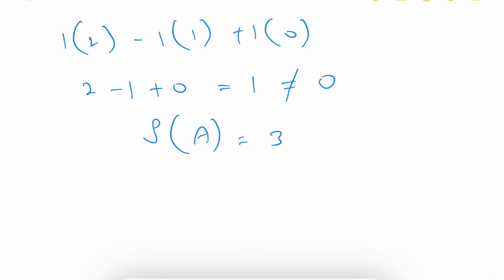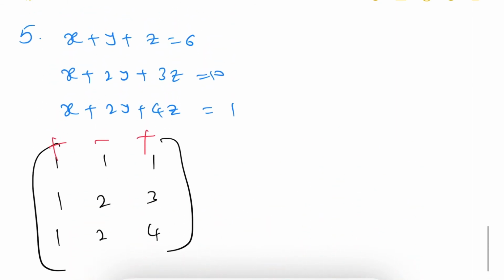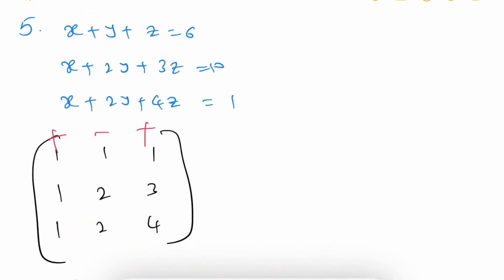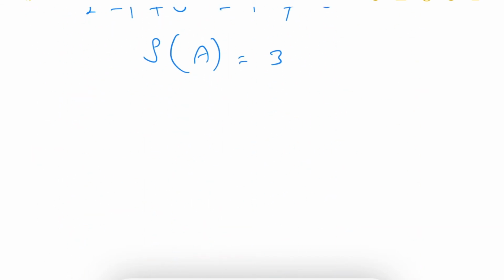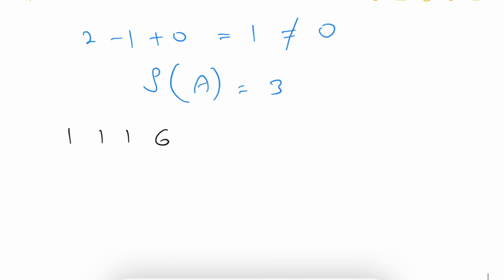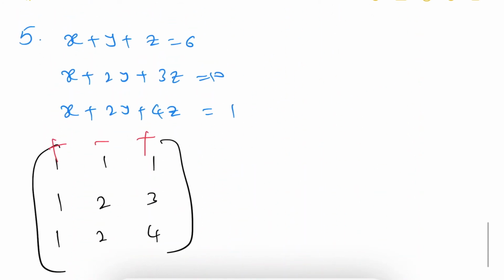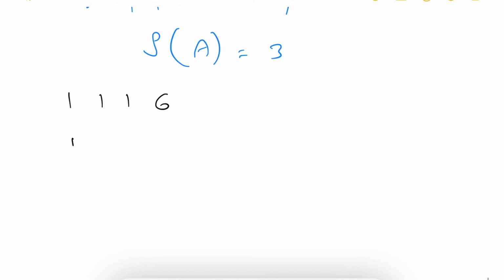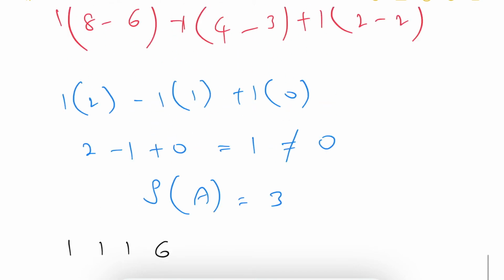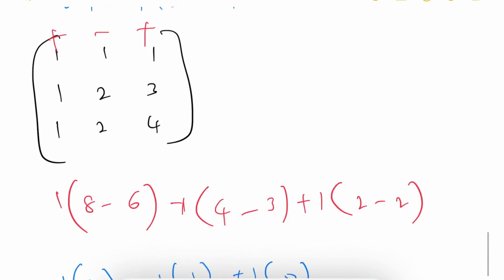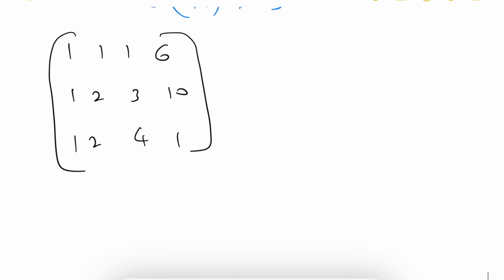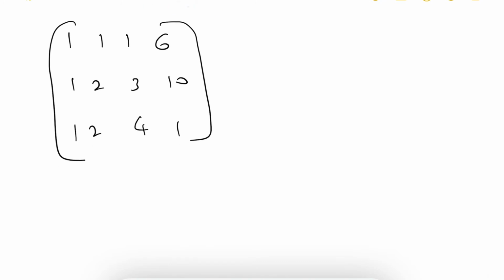Now let us write the augmented matrix. That is just the 3 by 3 matrix, including this 6, 10, 1 also in the last column. Then what will it be? 1 1 1 6, next 1 2 3 10, then 1 2 4 1. Now in this case also we need to find out the rank only.